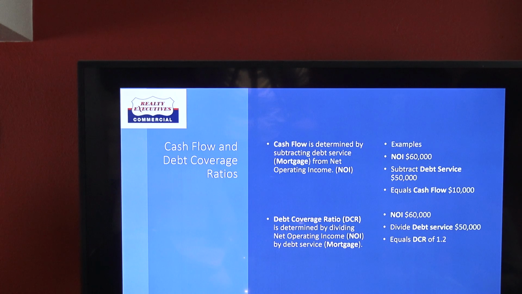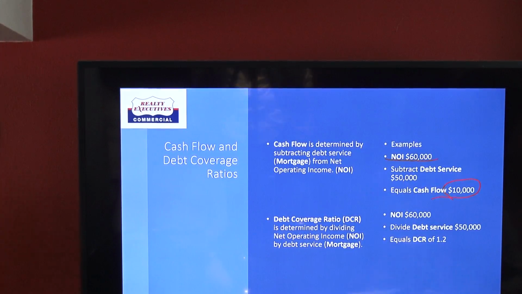Because now you know all the numbers we're talking about, you shouldn't get lost. Let's talk about cash flow first. Cash flow is determined by taking the NOI, there it is right there, and subtracting the debt service or the mortgage payment, right? So if I have $50,000 in a mortgage payment, if I have income of $60,000, that means my cash flow is $10,000 a year. Is that positive or negative? Positive, very good, it's positive.